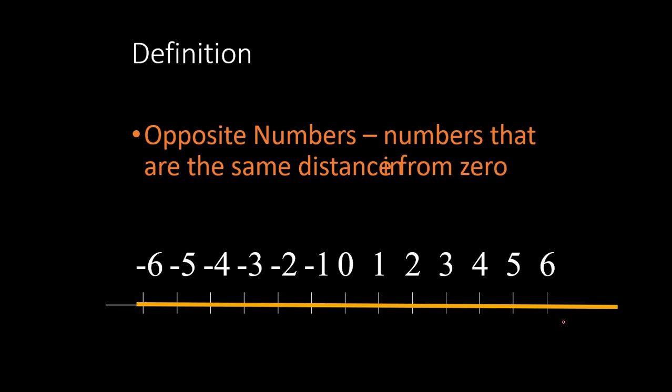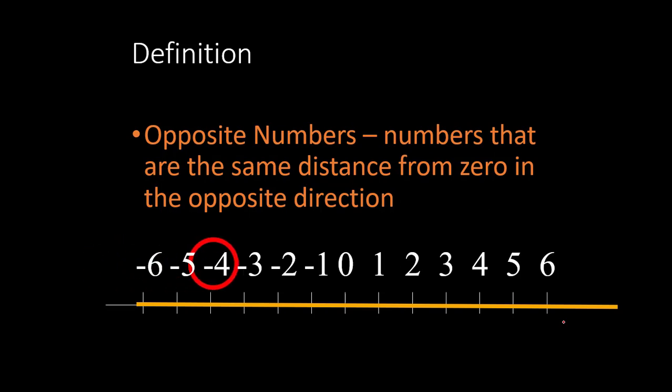Opposite numbers. Numbers that are the same distance from 0 in the opposite direction are called opposite numbers. Now let's observe in the example: -3 and +3 are opposite numbers because these numbers are the same distance from 0 in the opposite direction.